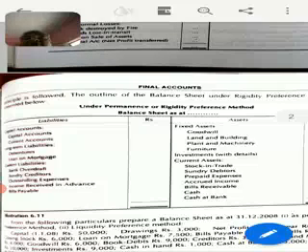Similarly, we will have capital account. Current account won't come in case of sole proprietorship. It will come in case of partnership. Similarly, we will have all the liabilities like long-term liabilities, then current liabilities, etc. What is current liability and current asset, I have explained in my previous video.